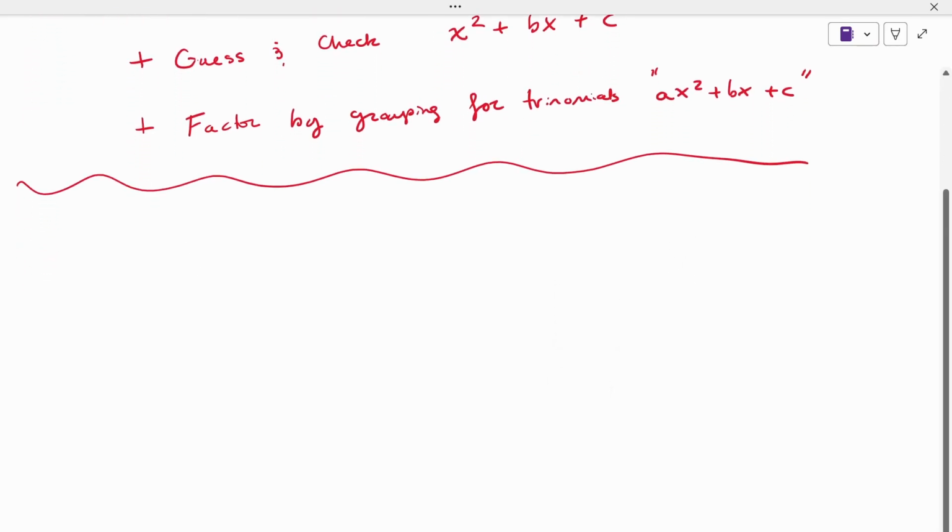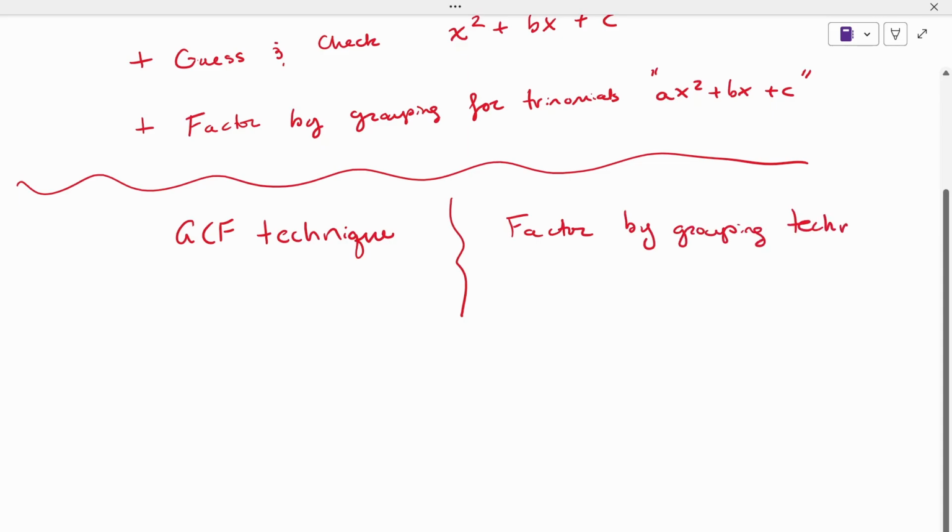Let's just recall what we learned last week. Last week, we learned about two different techniques for factoring certain types of polynomials. We learned about the GCF technique, and we learned about the factor by grouping technique. Both of these techniques are very, very basic ideas that exist in the theory of factoring polynomials. And so it behooves us to understand just the basics.